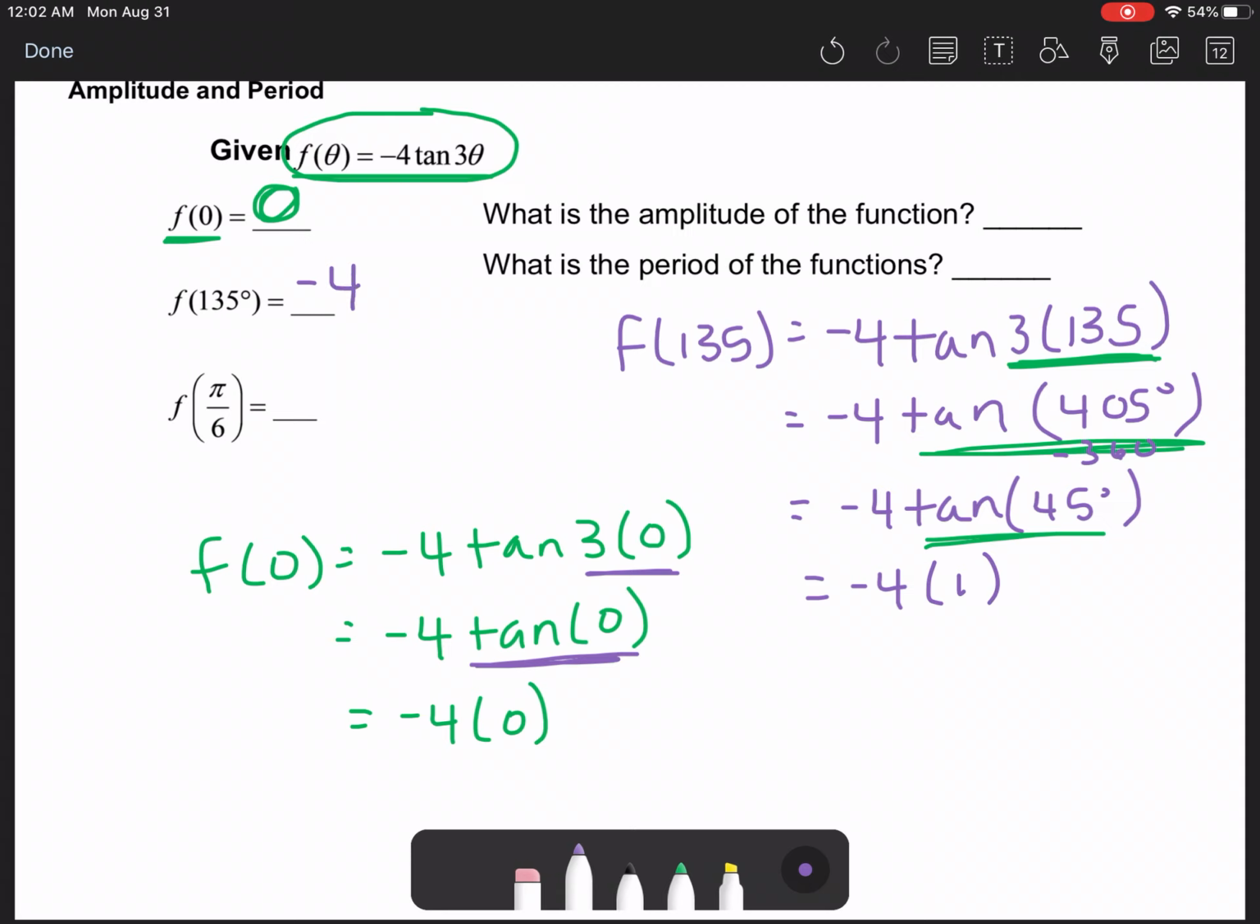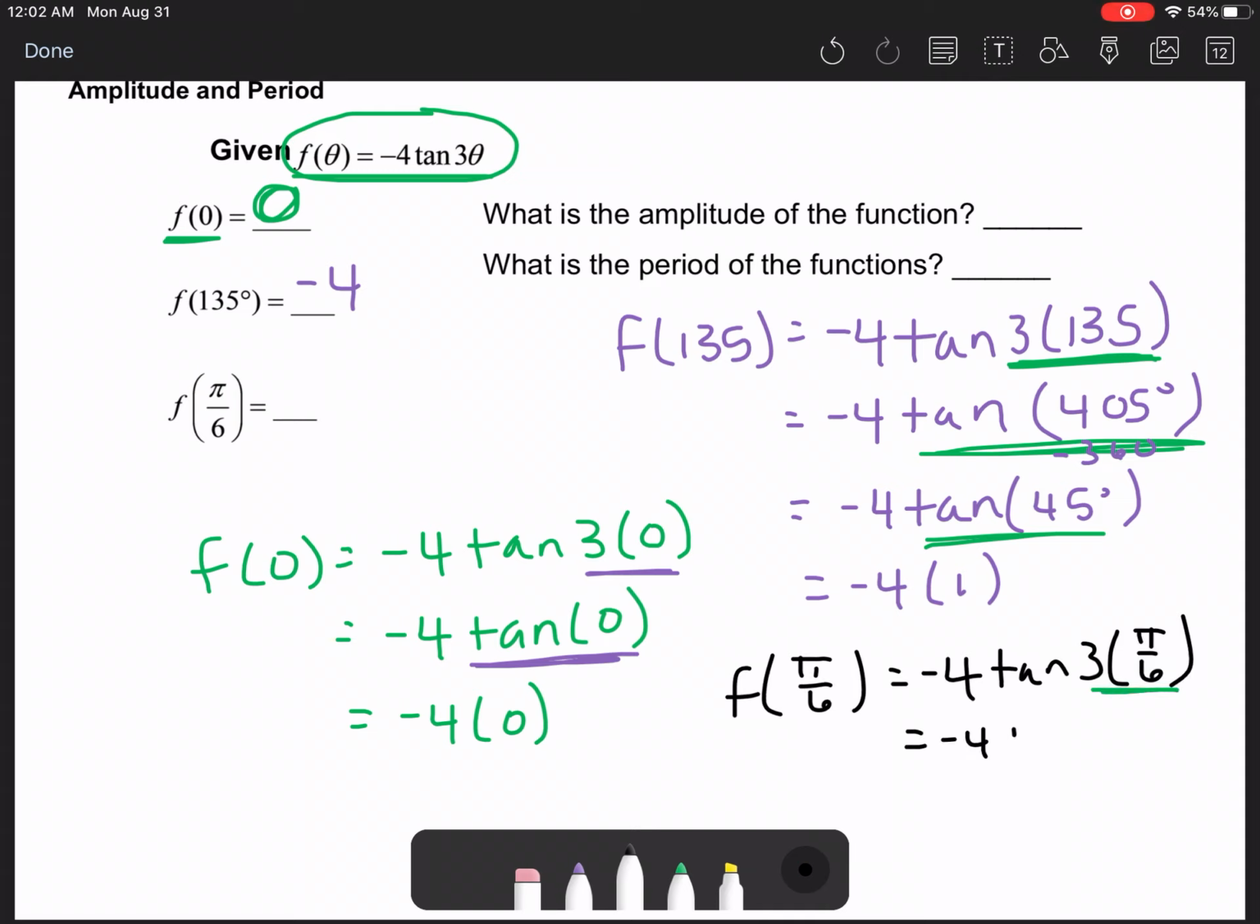Okay? And our last one we need to do is pi over 6. So f of pi over 6 is -4 times the tangent of 3 times pi over 6. First thing we do is that order of operations. So we've got -4 times the tangent of pi over 2. Next we do unit circle. Well, the tangent at pi over 2 is undefined. So at that point, guys, we're done. And the answer is undefined.